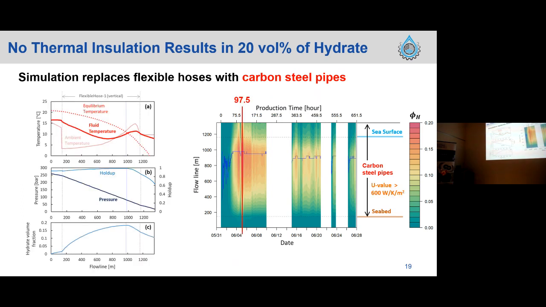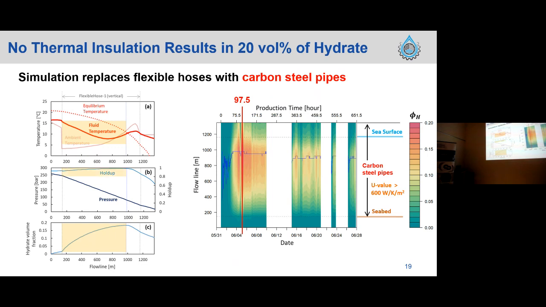And this graph shows the temperature, pressure, holdup, and hydrate volume fraction at the same time. So in this case, fluid temperature decreases in this section, even though much more hydrate forms in this section, due to much higher heat exchange with ambient. And this heat exchange results in much higher hydrate volume fraction.